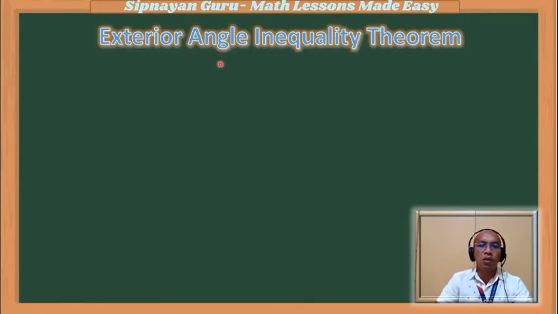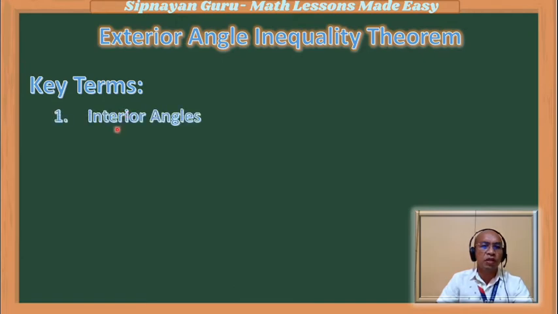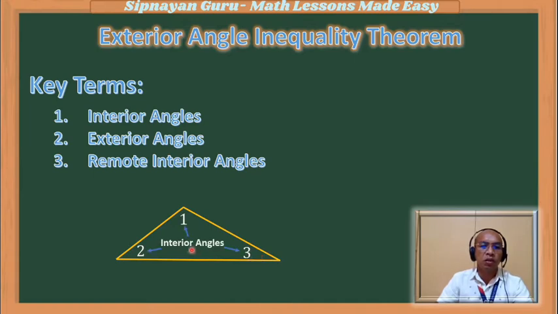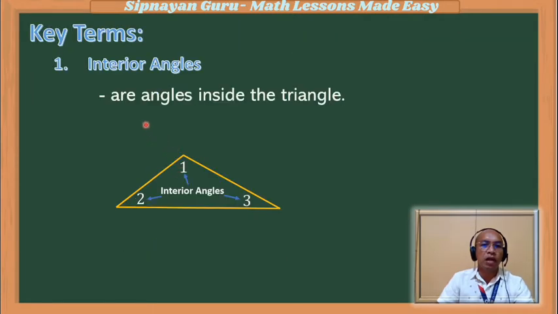Exterior angle inequality theorem. These are the key terms in this theorem. First, we have to know the interior angles, what an exterior angle is, and the remote interior angles. So let's illustrate this in the given triangle. This is angle 1, angle 2, and angle 3. These three angles are called the interior angles of the triangle. Interior angles of the triangle are the angles inside the triangle.